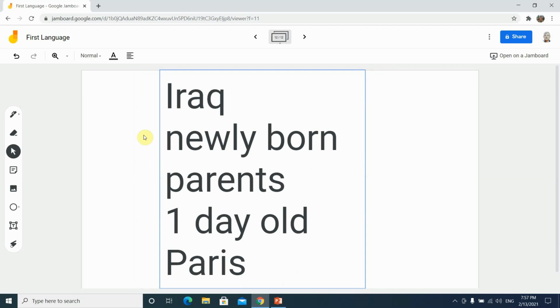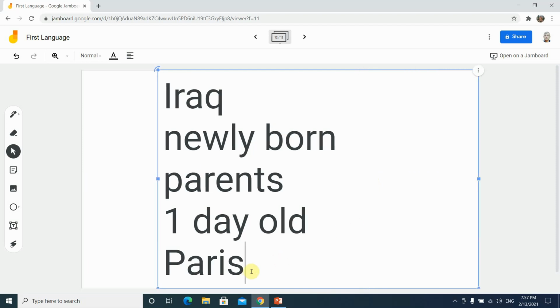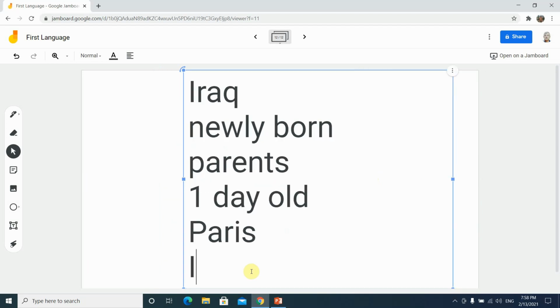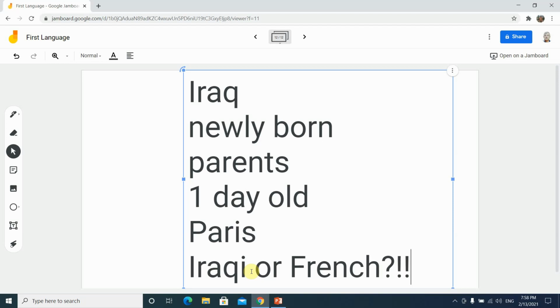Of course, this is a hypothetical example, not true. This is just an example. Which language is he going to acquire in France? Paris, you know, in France, the capital city of France. The child is Iraqi. Now, which language is he going to acquire in Paris, in France? Iraqi or French? Of course, he is going to acquire French because he is going to live in a French environment, not an Iraqi environment.